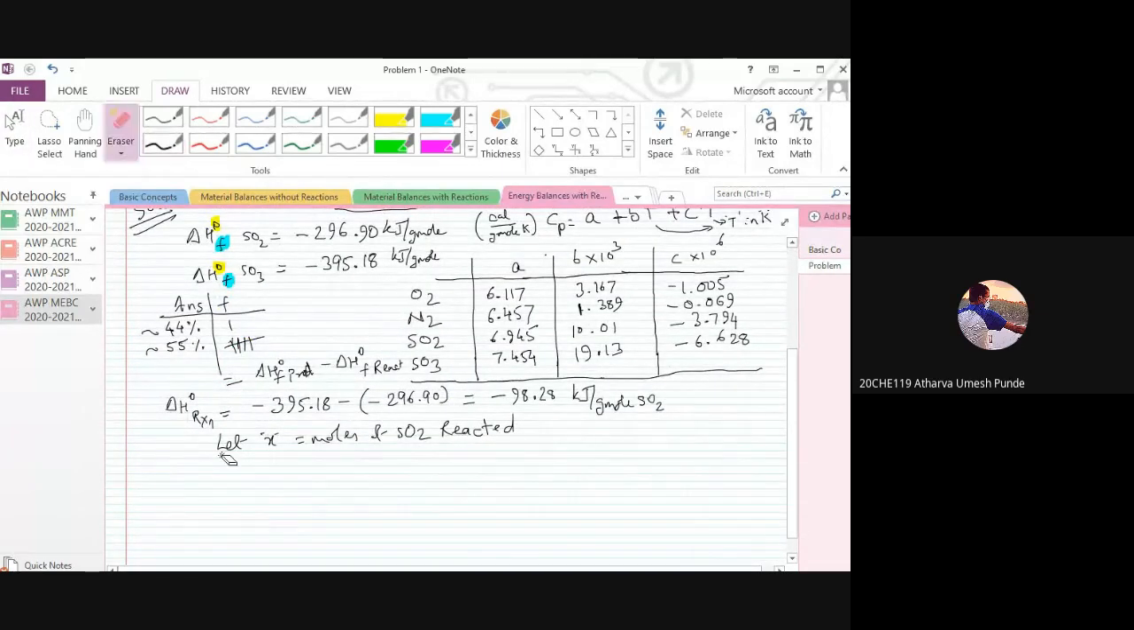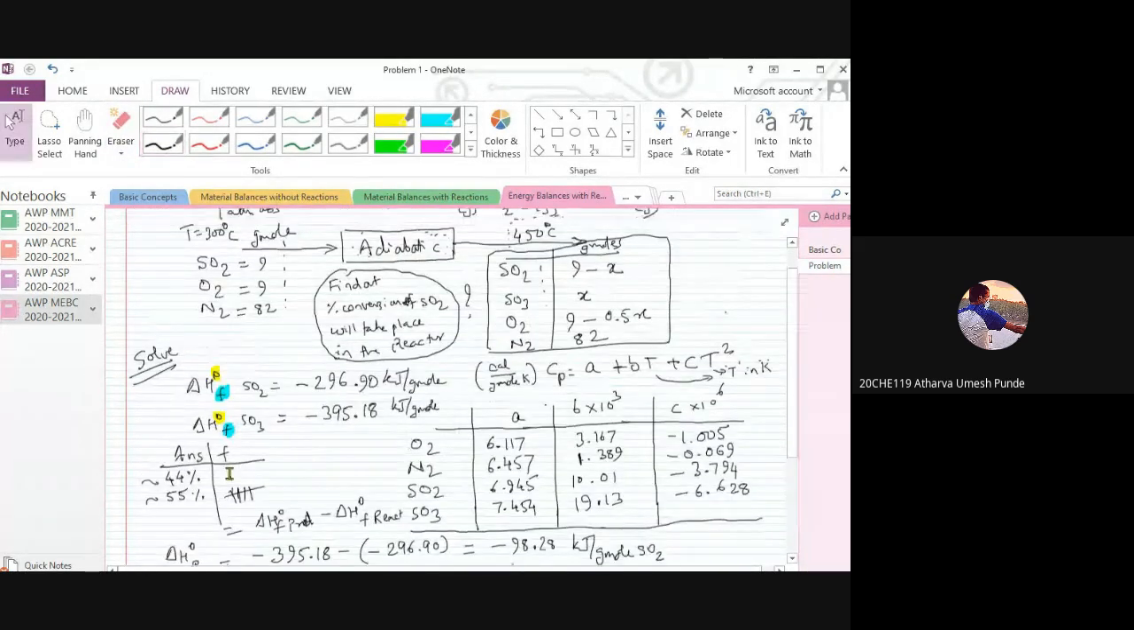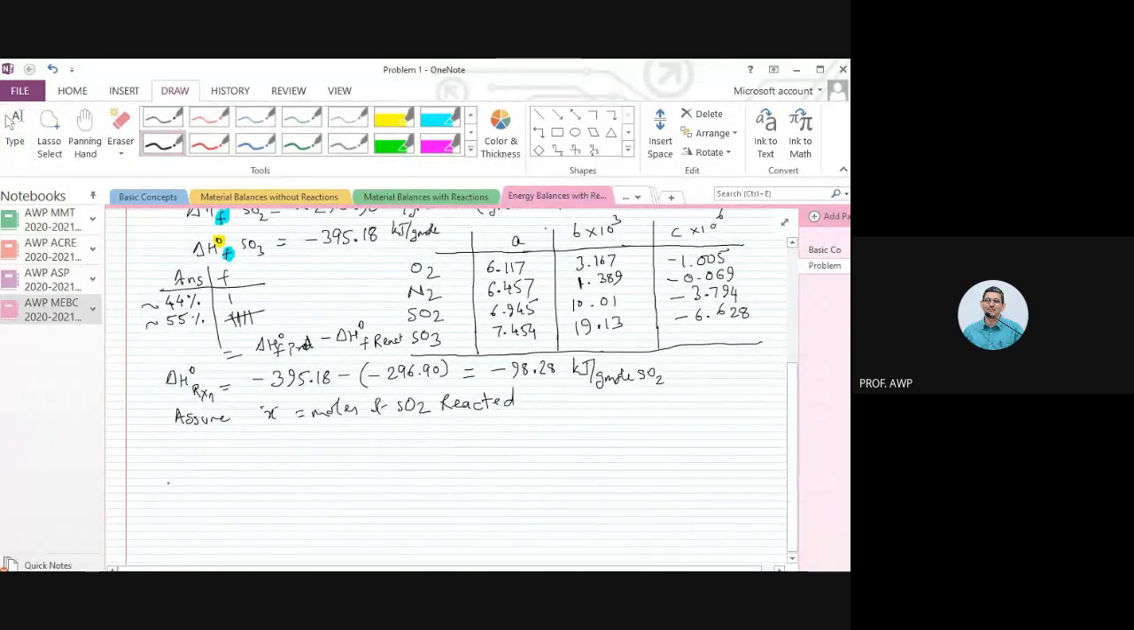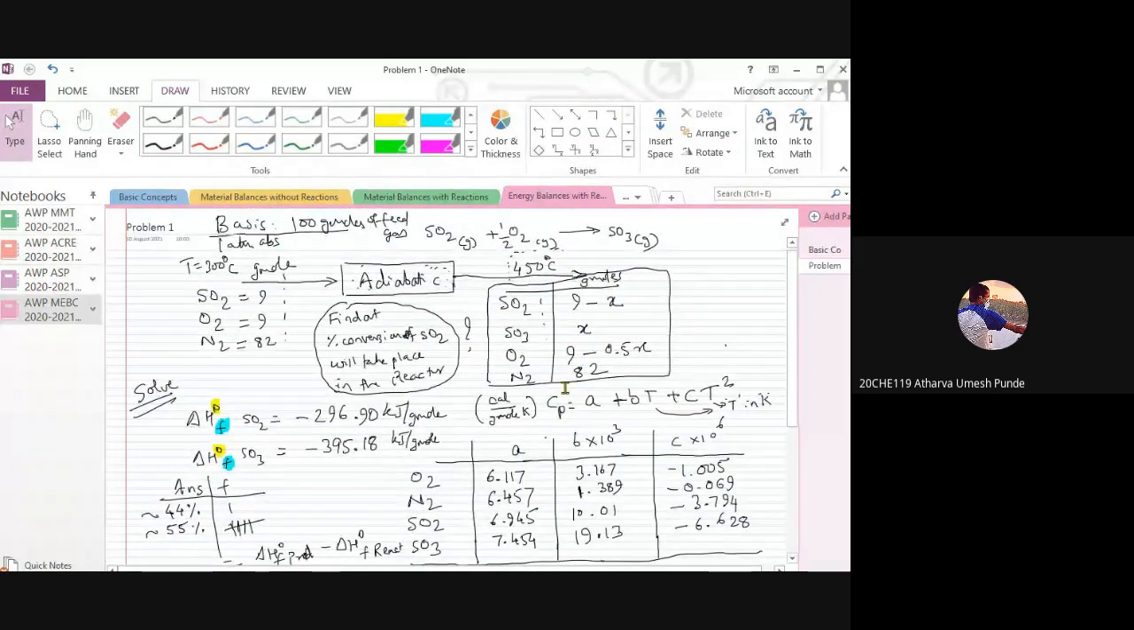So you want to calculate the heat of reaction using Kirchhoff's law at 450 degrees centigrade. How? We have the reaction at the standard state, 25 degrees Celsius, and we want to calculate delta H for the reaction at 450 degrees centigrade. Why 450 degrees centigrade, Atharva? Because enthalpy is a state function, we can calculate at any temperature.